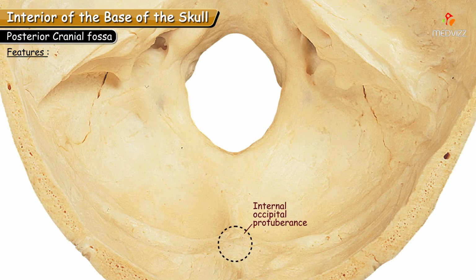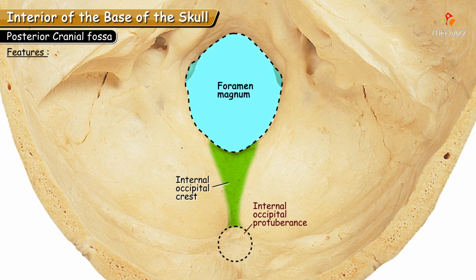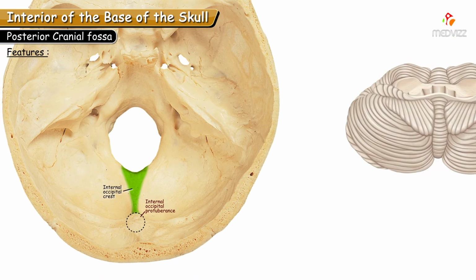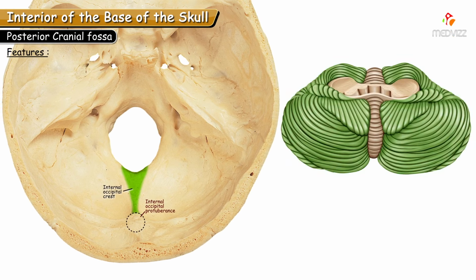And below the internal occipital protuberance, along the inner aspect of the occipital bone, there is a midline crest known as the internal occipital crest. And this crest continues till the margins of foramen magnum. So this is called the internal occipital crest, which is attached to falx cerebelli. That is a fold of dura mater which separates the two cerebellar hemispheres.